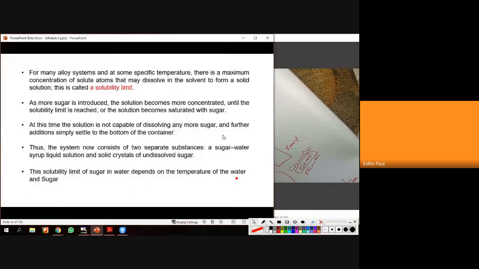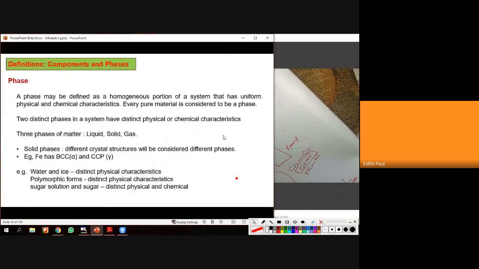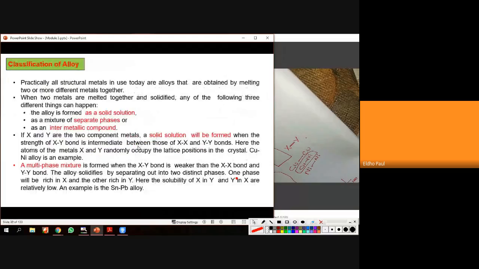Two phases. We already said this. So for example, the polymorphic form: iron can be BCC as well as CCP. So those are separate phases. So alpha plus beta is a mixture phase or multi-phase. So that multi-phase also improves the strength of the alloy.